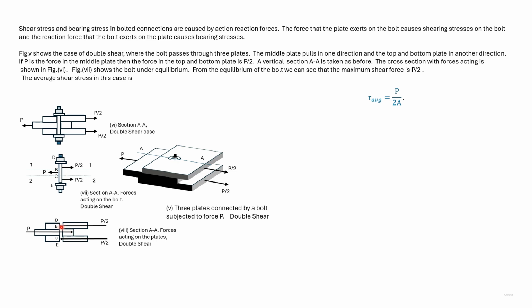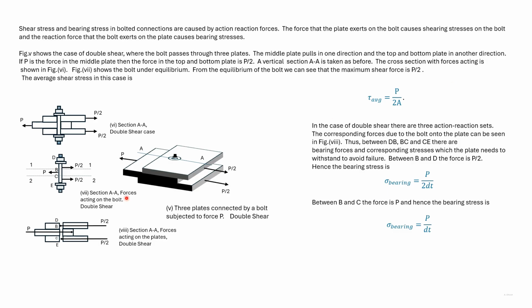So here the bolt applies a force of P/2, which causes a bearing stress on the plate, and here in the middle plate the force is P. So on the top plate the bearing stress is P/2dt, while the bearing stress for the middle plate is P/dt. So the bearing stress in the middle plate is higher.